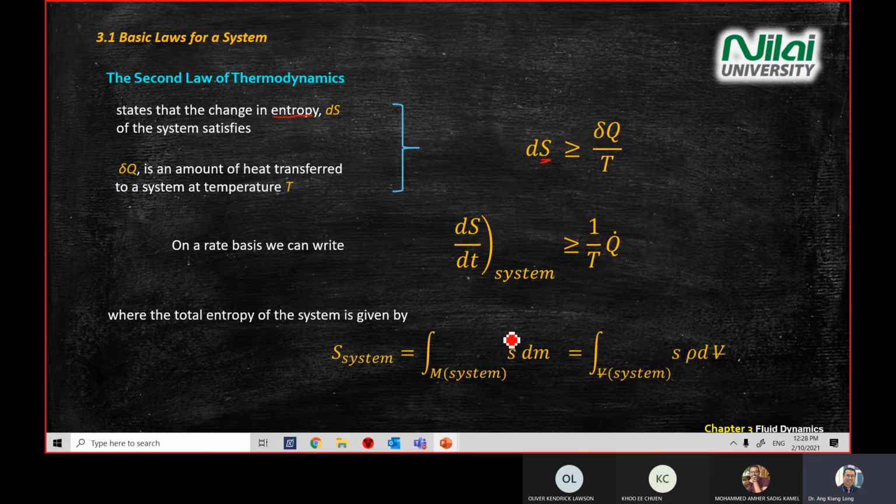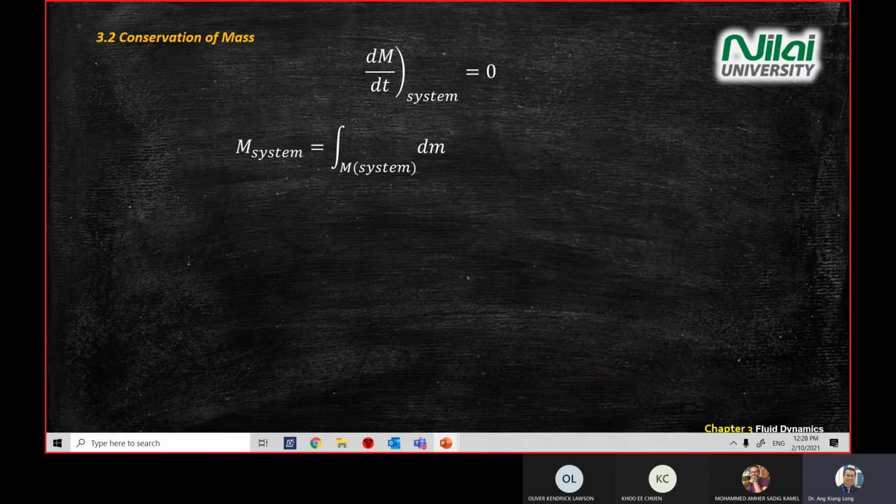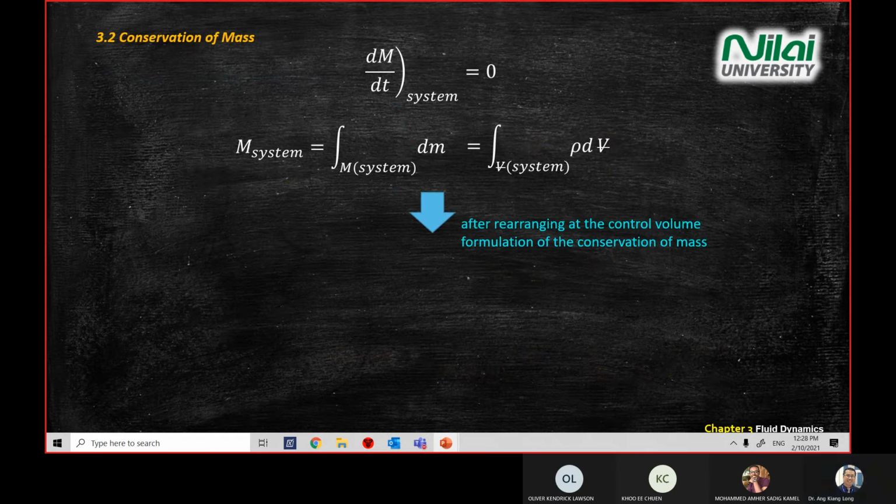Again, we can integrate the entropy per unit mass here. The small s is per unit mass. You times the mass, you get back the entropy. So again, for this module, we will like to link the mass to density and volume. Okay, so far we cover conservation of mass, second Newton law, angular momentum, first law of thermodynamics, second law of thermodynamics. So these are the general equation that we have.